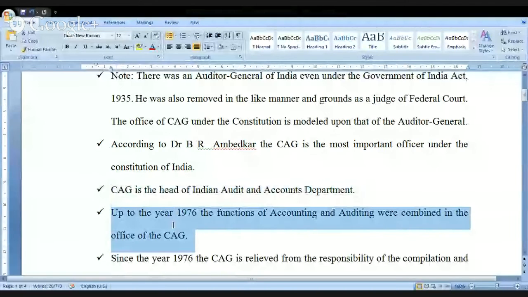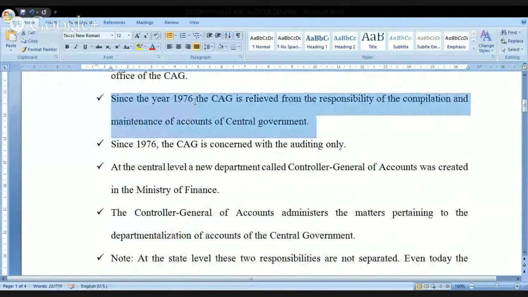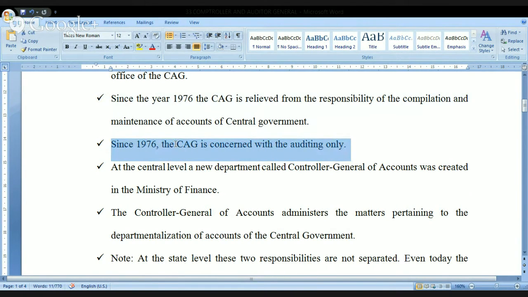A very, very important office. In fact, up to the year 1976, the functions of accounting and auditing were combined in the office of the CAG. Both were performed by this CAG itself. But since the year 1976, the CAG is relieved from the responsibility of the compilation and maintenance of the accounts of the central government. As the workload was becoming more, compilation and maintenance of the accounts have been taken away from the CAG. Now, with respect to the central government, CAG is performing only auditing. Kindly remember this. Since 1976, CAG is concerned with auditing only.